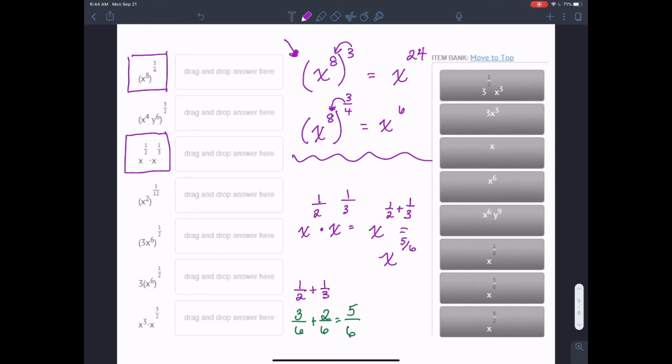So that's what you're going to do on this problem. I'm not going to go through all of it, but I want you to understand, don't freak out when you see a fraction exponent. We've told you, fractions are numbers.